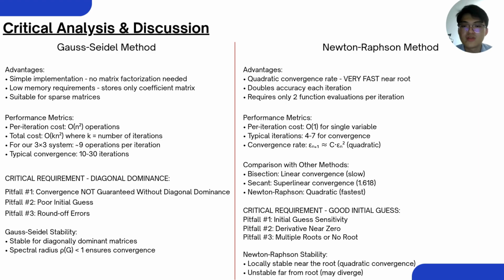For real-world use, I recommend checking the diagonal dominance before using the Gauss-Seidel method. And for the Newton-Raphson method, I think we can combine it with another method like the bisection method to determine the neighborhood of values before letting the Newton-Raphson method do the fast convergence. So this is all for the Gauss-Seidel and Newton-Raphson method analysis and discussion.